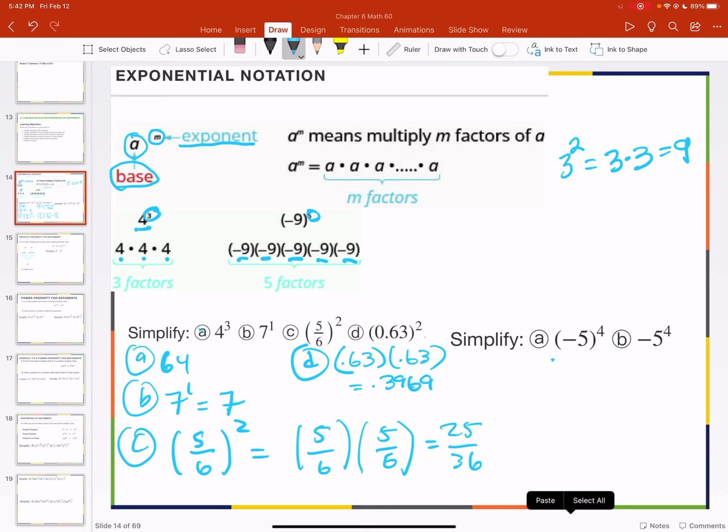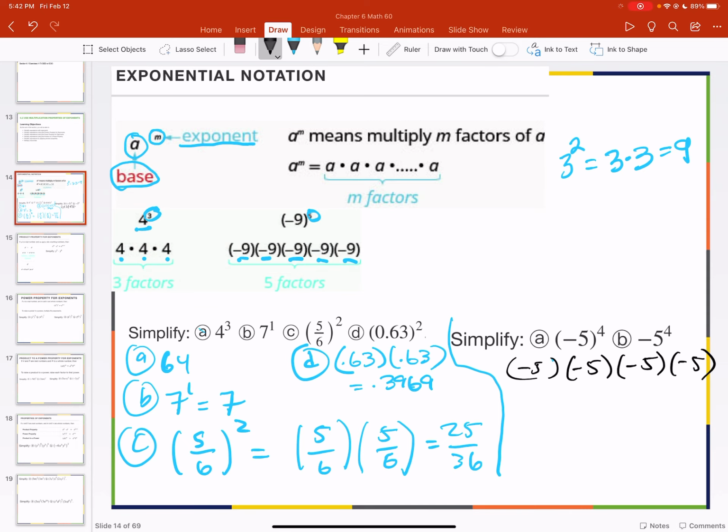Okay, so for this side, we have negative 5 to the 4th power. That just means negative 5 times negative 5 times negative 5 times negative 5, right? So if you do that, negative 5 to the power 4, you'll get 625 positive, okay? But what about for B?